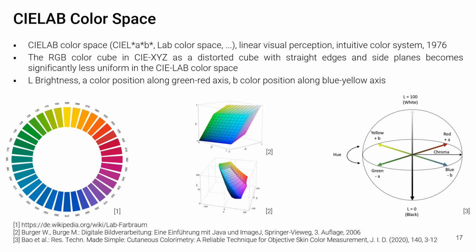We have already seen the RGB color cube as a distorted cube with straight edges and side planes in CIE-XYZ. If we represent this color space in CIELAB, we obtain a very non-uniform body. The coordinates of the CIELAB color space are the lightness L and the 2 color components A and B. A describes the color position along the green-red axis and B along the blue-yellow axis. All 3 components are relative and refer to the neutral white point of the color system, hence the abbreviation LAB.